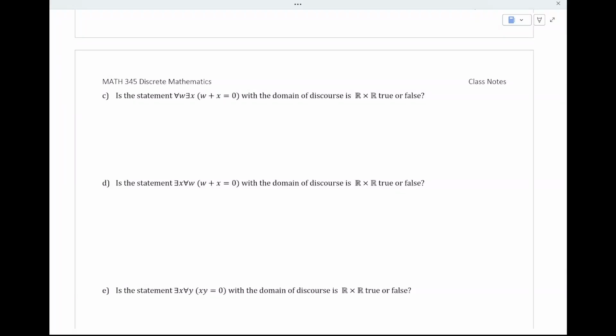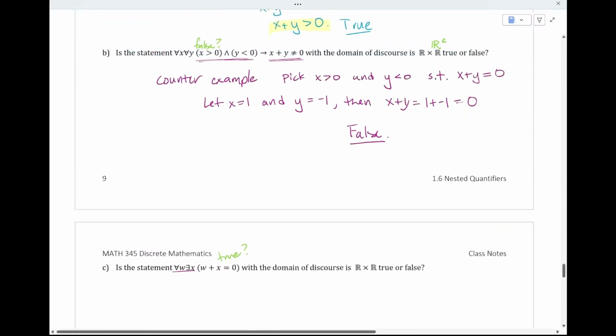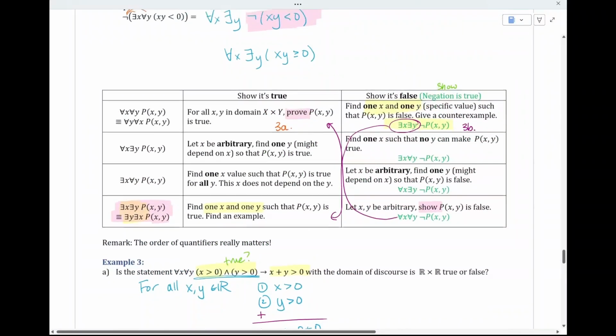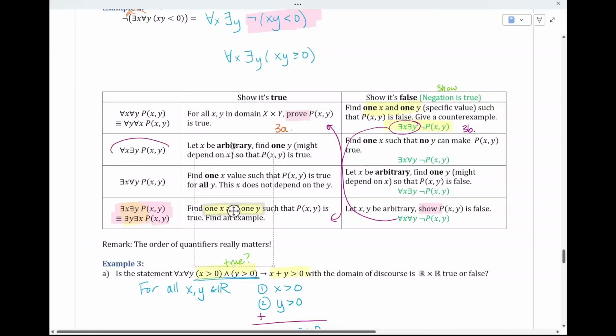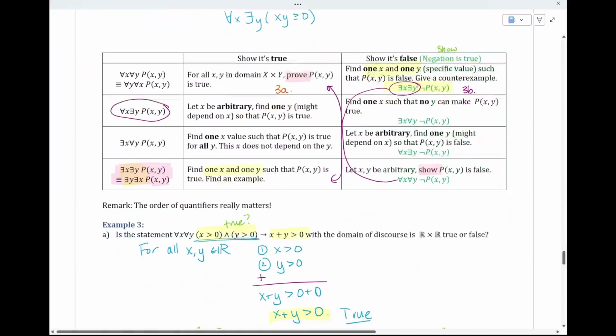Am I able to find something? This sounds like it could be true. Let's see if I can find a way to make this work. So I'm looking at there exists a w for all w there exists an x. So we're in this case. What I want to do is let x be some arbitrary number, and see if I can find a y that maybe depends on x so that this statement is true.